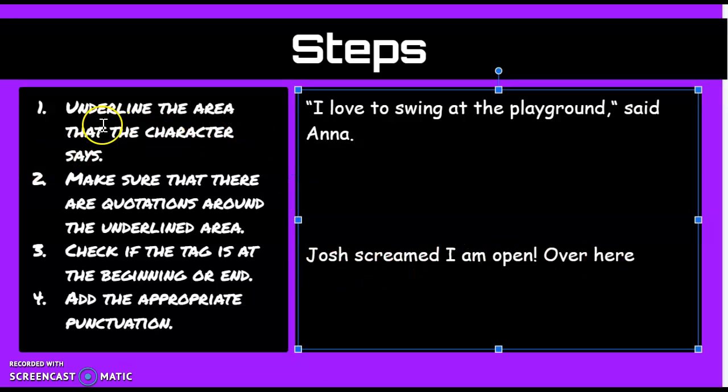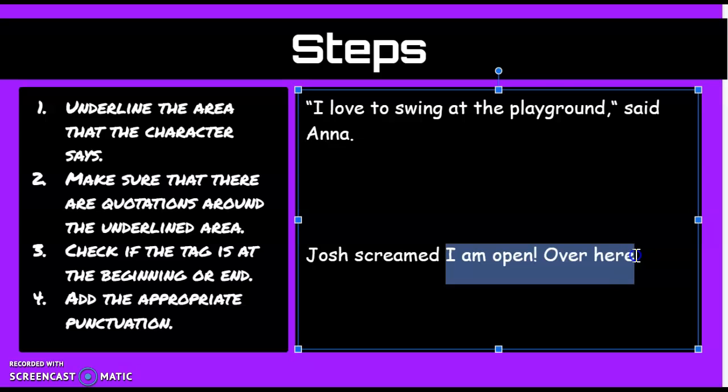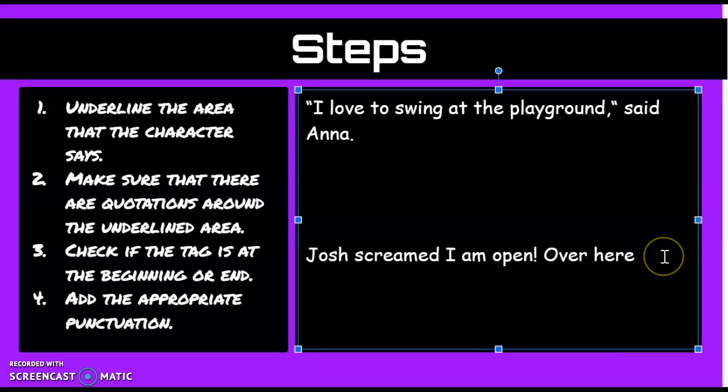Let's look at the next one. Underline the area that the character says. Josh screamed, I am open over here. So he screamed, this is what he said. Okay, so I found what he said. Make sure that there are quotation marks around the underlined area. So I need to put quotation marks around what he said. Okay, check. Step 3, check if the tag is at the beginning or the end.